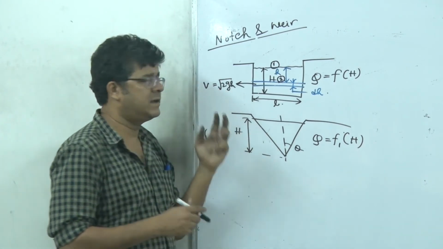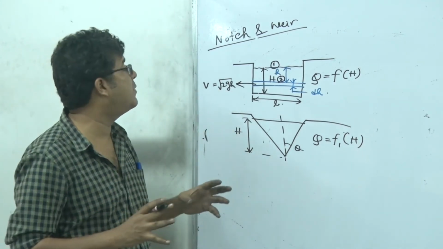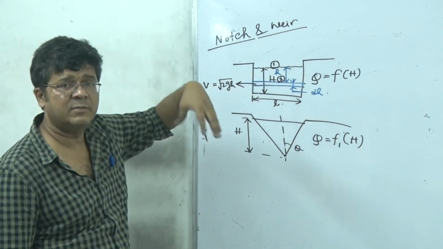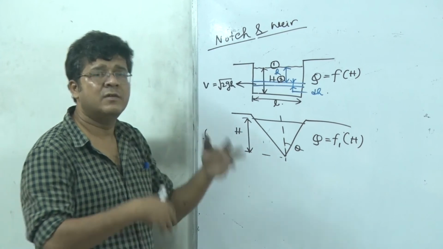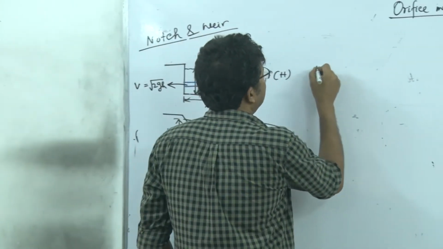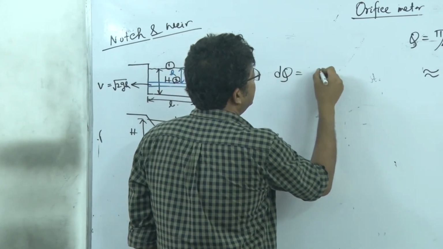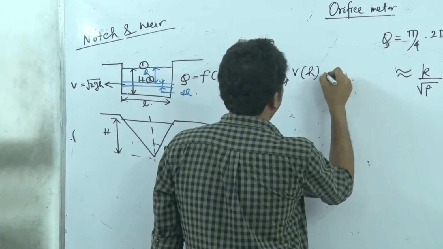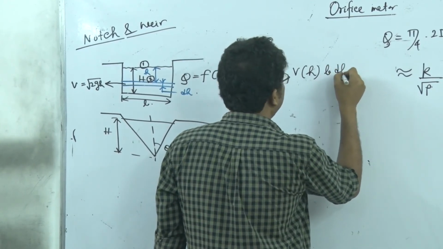So obviously we get root of 2gh. Truly, Bernoulli's equation cannot be applied because these two are not along a streamline, but tentatively we are doing it. We will manipulate it via a correction factor. So once we do it, we will have dQ equal to V of h into this area, that is b, the width, into dh.